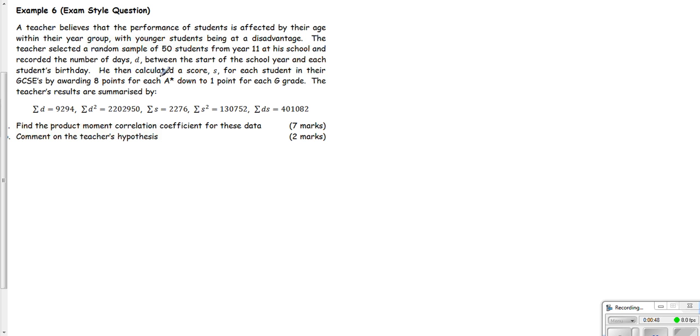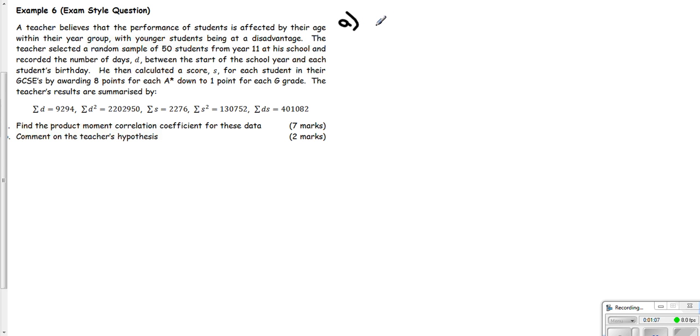He then calculated a score for each student's GCSEs, awarding 8 points for an A star, down to 1 point for a G. And he summarised his data as follows. So we've already got the data, we don't need to do all the adding up, which is helpful.